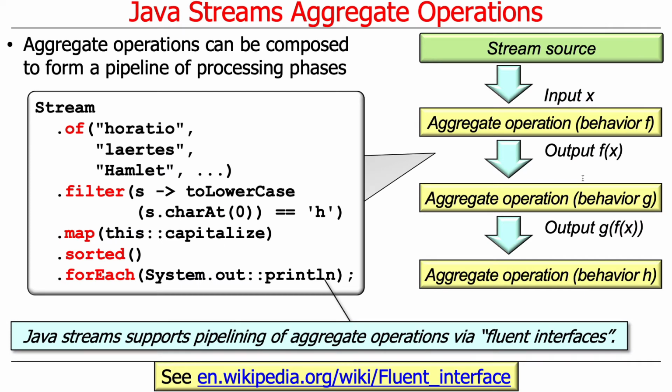Java Streams supports pipelining of aggregate operations using a technique or a pattern called fluent interfaces. Read more about fluent interfaces here at this link. Very, very popular technique that's used in all kinds of languages now. And basically, another way of looking at this is method chaining. You basically chain the methods using the dot, so the output of one method then just becomes the input to the next method, and you just chain them together in a nice, fluent way.